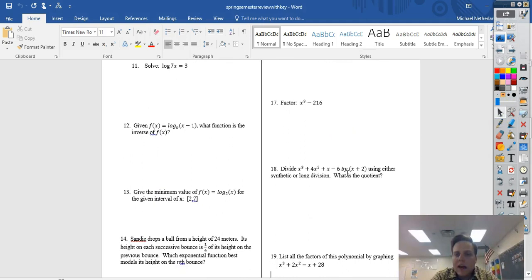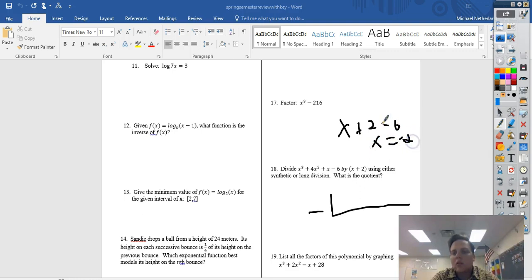Divide that by x plus 2 using synthetic or long division. I'm going to use synthetic. Synthetic is where we have the upside down long division box. What goes in here is you take what you're dividing by, x plus 2, you set that equal to 0, solve for x, so x equals negative 2, okay, because that's a 0. So that's what you're going to put next to your synthetic division box. Then you write down the coefficients in order, starting with the coefficient of your highest power of x. So I went 1, 4, 1, negative 6.